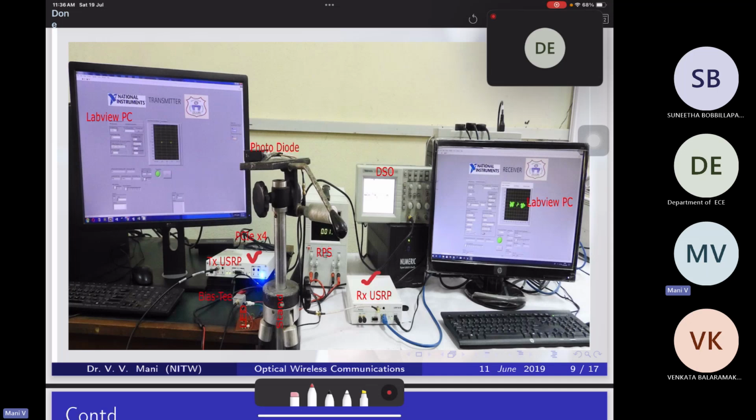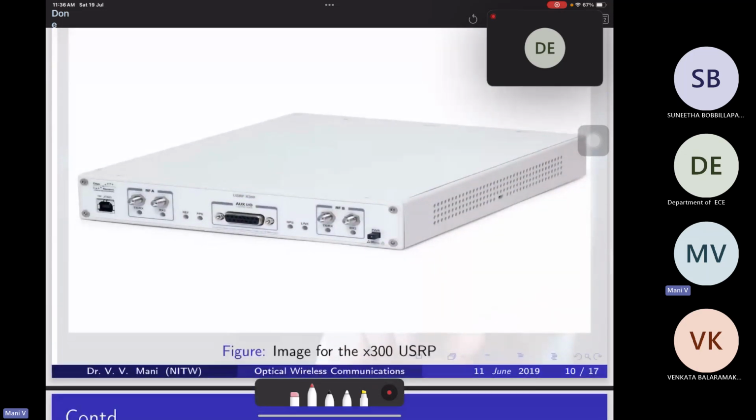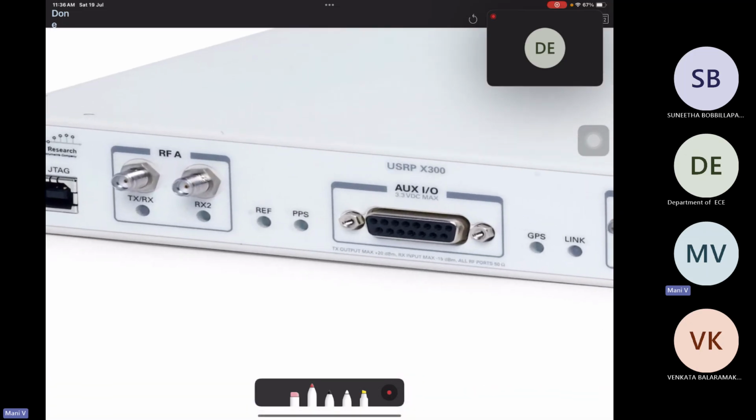Okay. So we have done our modulation scheme, encoding, Hermitian symmetry, everything in LabVIEW. LabVIEW is National Instruments software. So we have written the code in one PC, and from that PC the output is connected to your USRP. Look at the USRP. This USRP is connected with RF, one is the transmitter and one is the receiver, right?